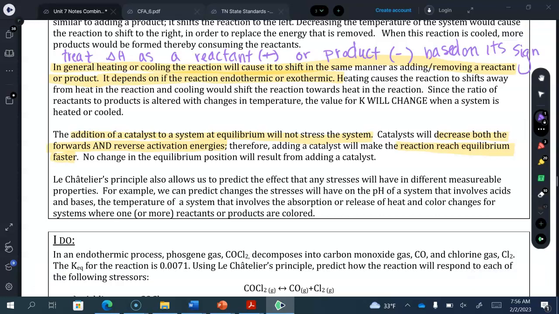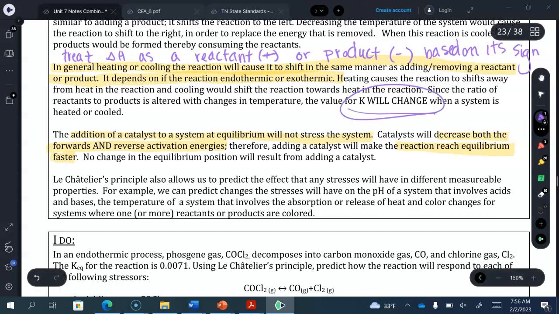In general, heating or cooling a reaction will cause it to shift in the same manner as adding or removing a reactant or product. It depends on if the reaction is endothermic or exothermic. Heating will cause the reaction to shift away from heat in the reaction, and cooling would cause it to shift towards the heat in the reaction. Since the ratio of reactants to products is altered with changes in temperature, the value of K will change when a system is heated or cooled.